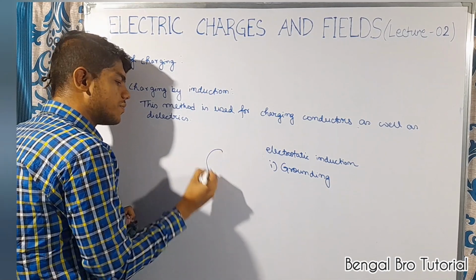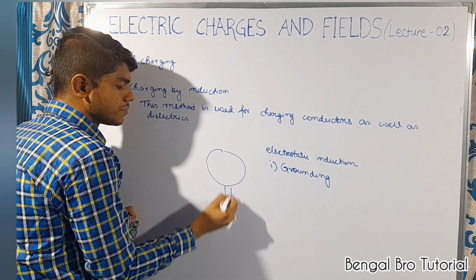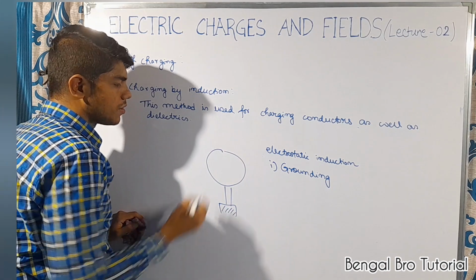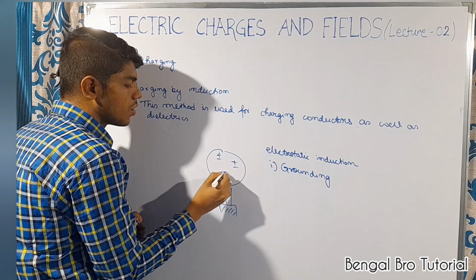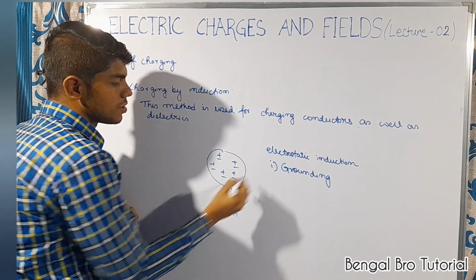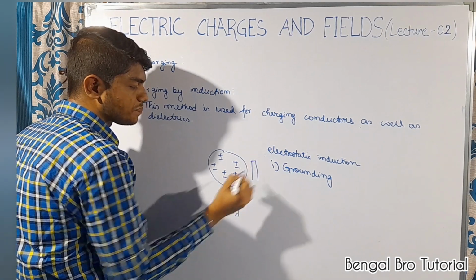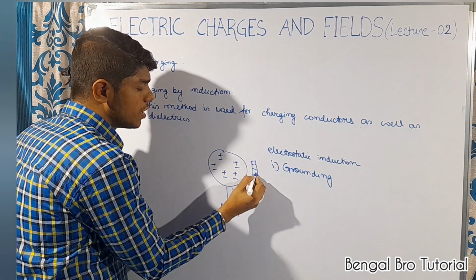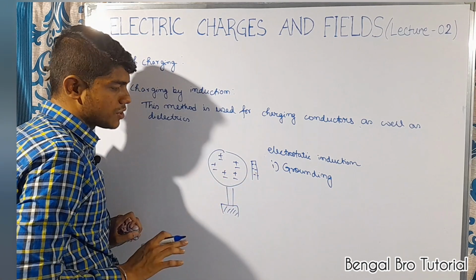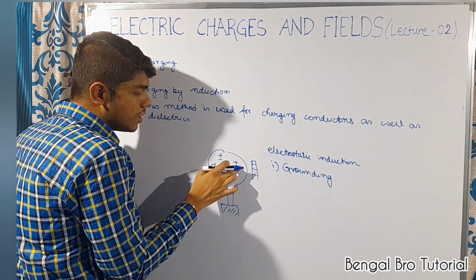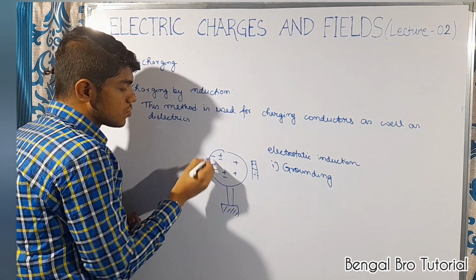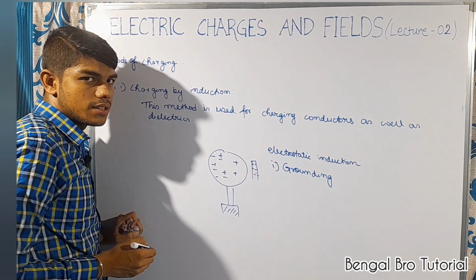So initially you have this conducting sphere made to stand on an insulating stand with equal number of positive and negative charges. When you bring a charged body, say negative charge, near this sphere, it will repel the electrons that are near this end. So they will move to the other side.